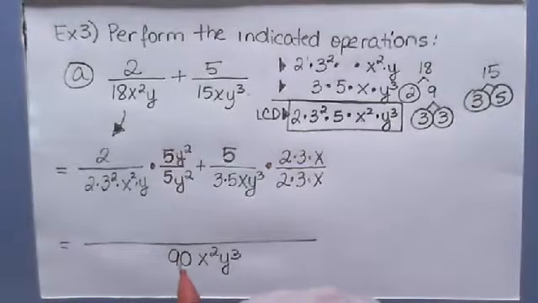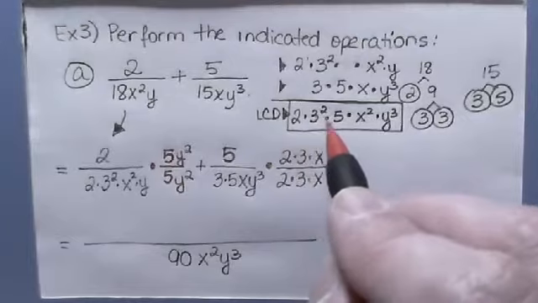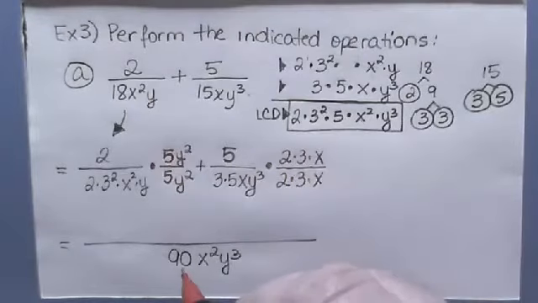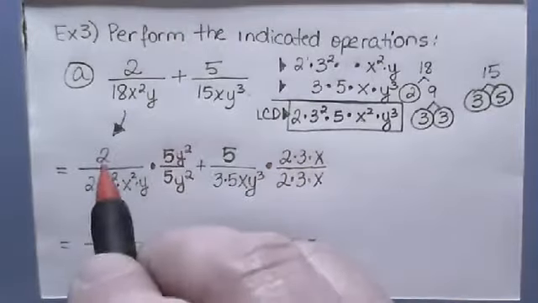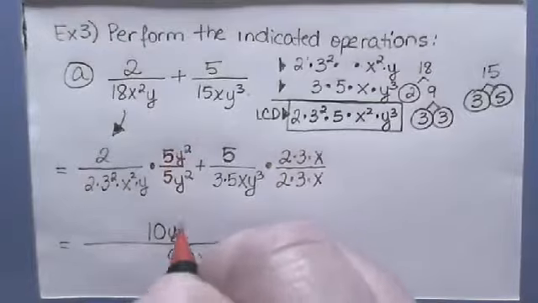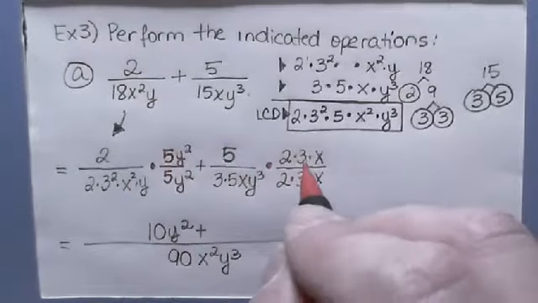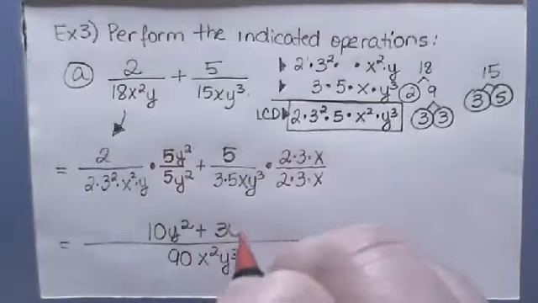If you got lost here, how did I get the 9? Basically, I just punch it in. 2 times 3 times 3 times 5 in the calculator. The calculator gave me 90. Okay? Alright. Now I'm going to do the multiplication on top. 2 times 5 is 10y squared. And here it would be 5 times 2 times 3, which is 30x.